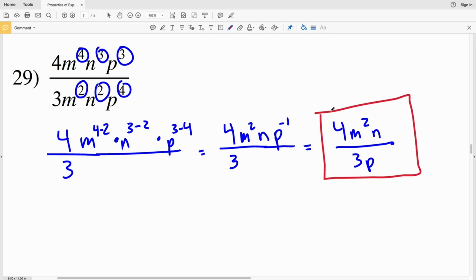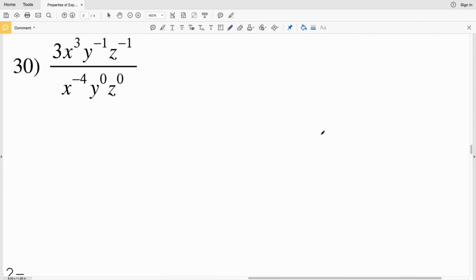So I'm doing the same exact steps that I've been doing, I've just written this a different way. I've just kept my math all in the same fraction as opposed to splitting the fraction up. Now lastly, for this worksheet, we're going to go over number 30.